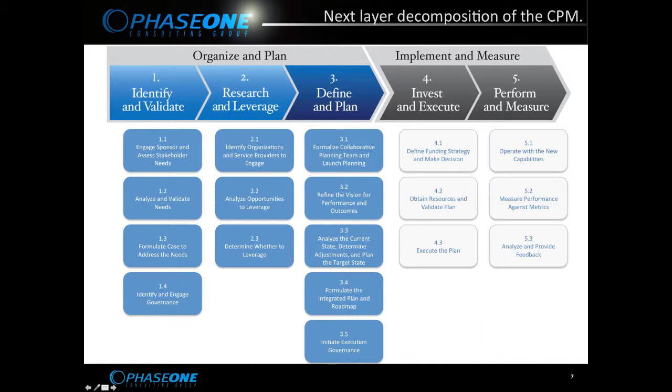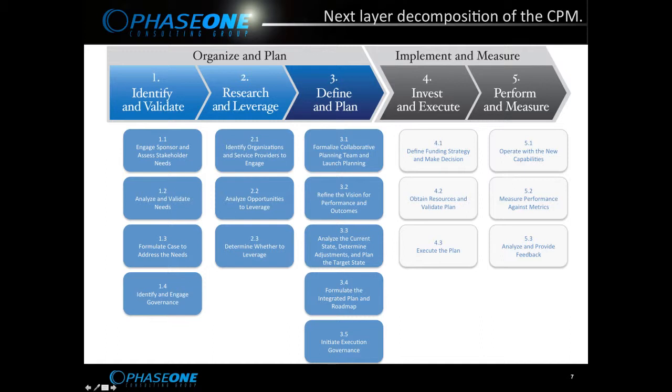You can pause the video at this point and go through each of these blocks, but I'll go through them briefly and carry you through a little bit of dialogue in each. In step 1, like we talked about, we engage our sponsor, we assess the stakeholder needs, then we analyze and validate those needs to make sure we understand what's really intended. And then we formulate the case to address those needs. We think we're going to address the needs through interoperability of radios, and here's our approach. And then we identify and engage governance to make sure we've got buy-in to how we're planning on approaching these needs.